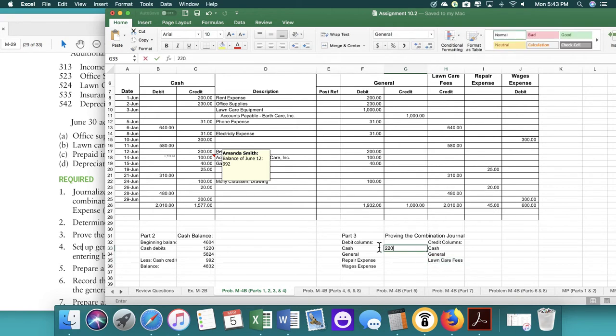So cash is 2010, 1932, 45, and 600, 1577, 1000, and 2010. So now we're going to total the columns. And already I can see a mistake. There we go.